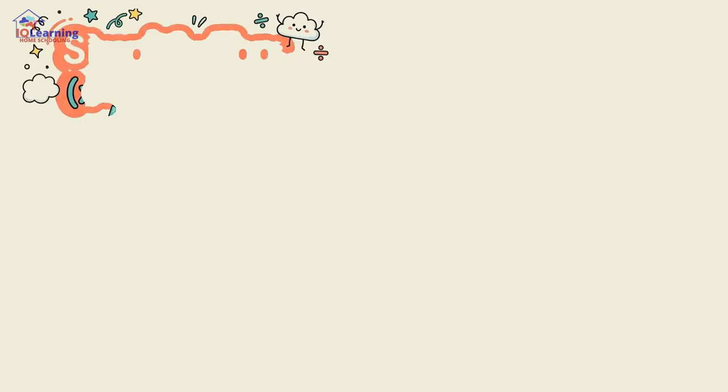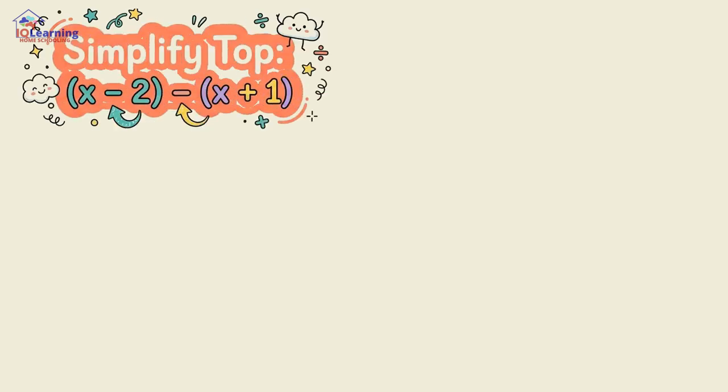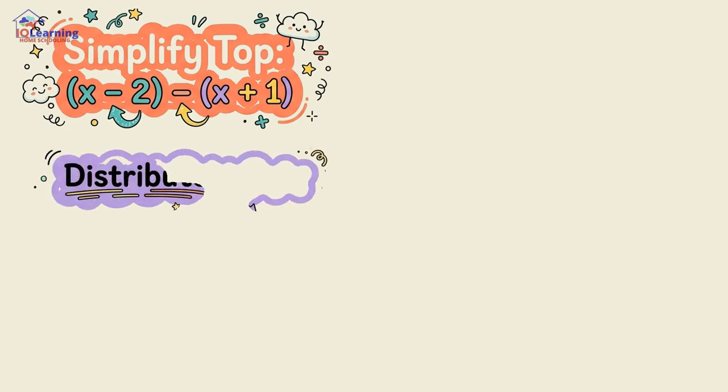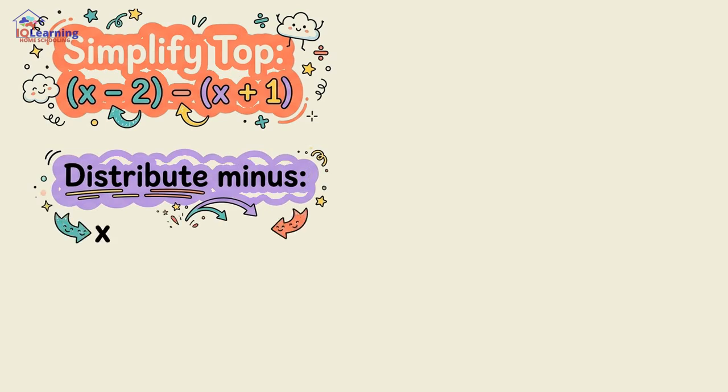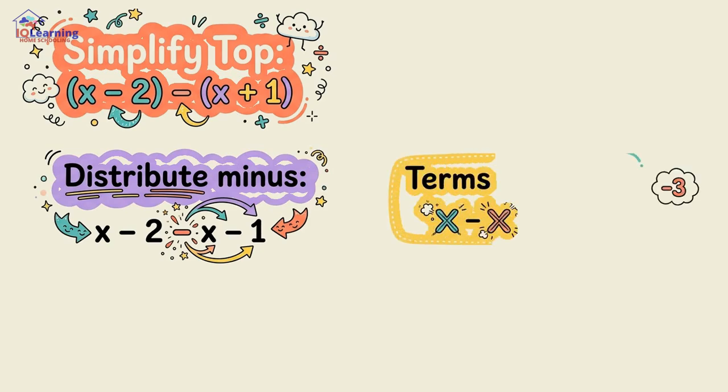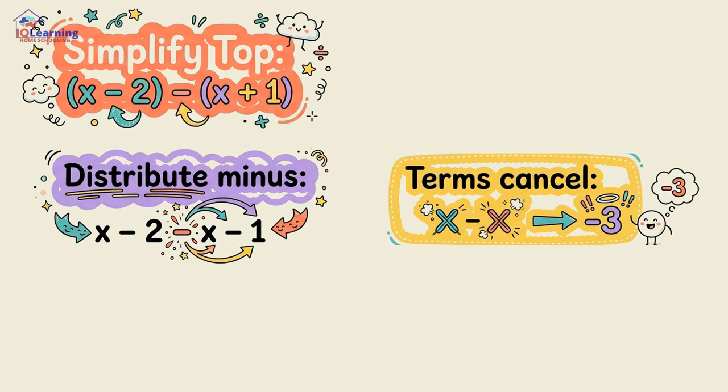Multiplying by 1 changes nothing, so simplify the top. (x minus 2) minus (x plus 1). Now be careful. The minus sign affects everything inside the second parentheses. Distribute it correctly. x minus 2 minus x minus 1. The x terms cancel, and negative 2 minus 1 gives negative 3.